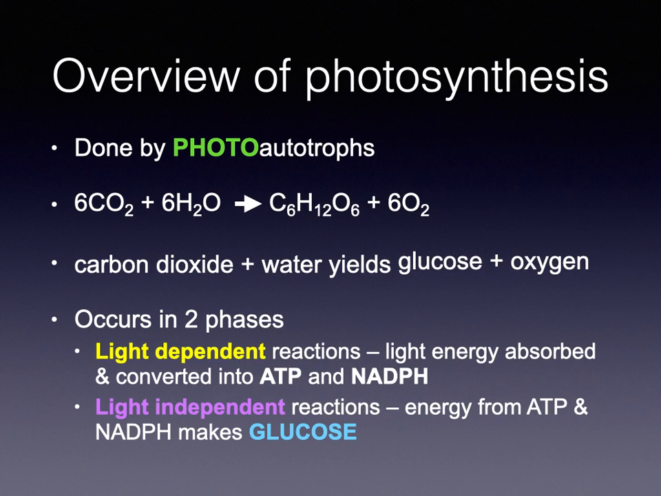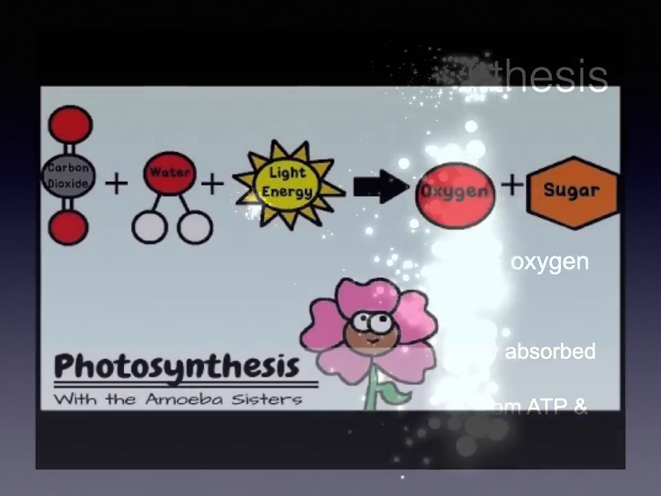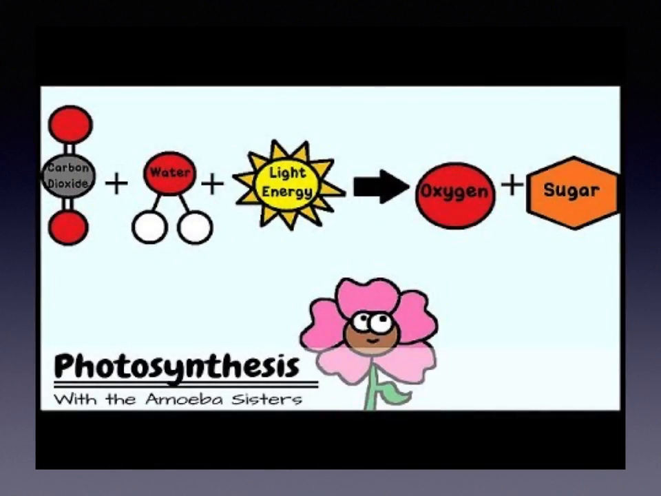Photosynthesis is done by photoautotrophs, and there's your equation of carbon dioxide plus water yields glucose plus oxygen. And there are the two phases again: light-dependent reactions. The light energy is absorbed and converted into the energy molecule ATP, a fully charged battery, and the electron pirate in plants, NADPH. Light-independent reactions: energy from ATP and that electron pirate, NADPH, are going to be used to build up glucose. There is a video that you can watch on your own.